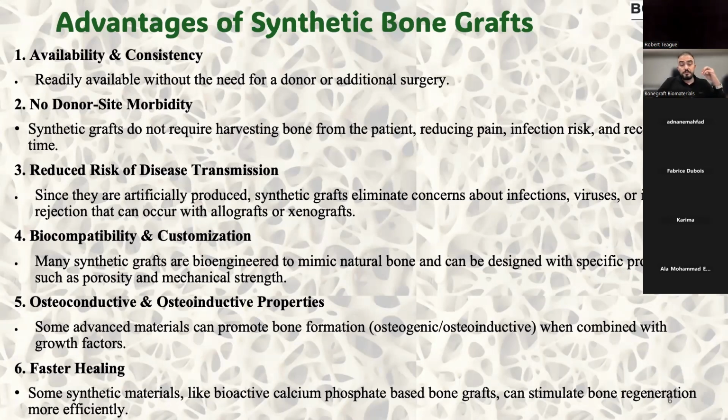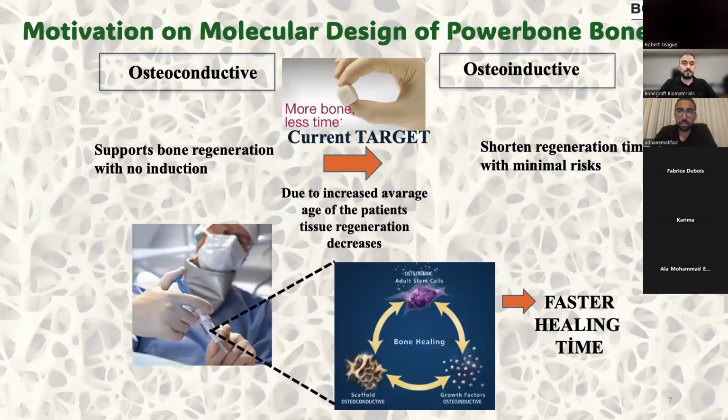So also, the sixth one is faster healing. When you add these osteoinductive characteristics into your synthetic graft molecules, not only does your graft molecule serve as three-dimensional support during regeneration, but it also stimulates bone regeneration, and it is going to speed up the process of healing. It will be better for the clinician. It will be better for the patient, definitely.